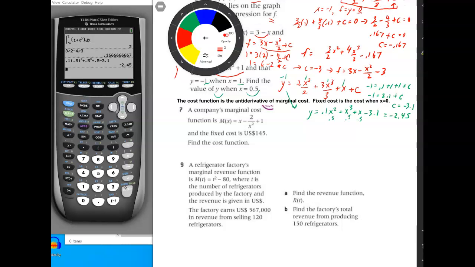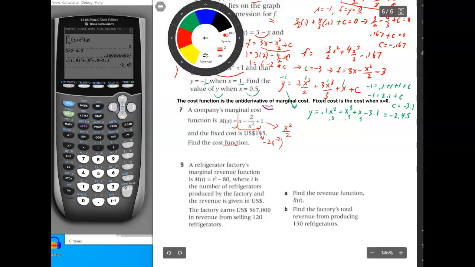So the marginal cost function is this, and now we're going to find the cost function, okay? So the cost function is the integral of this expression. So the antiderivative of x would be x squared divided by 2. I'm going to rewrite negative 2 over x squared as negative 2x to the negative 2, by the way.